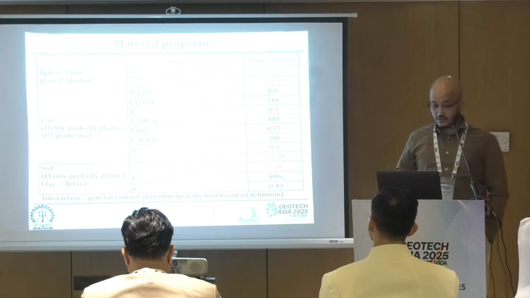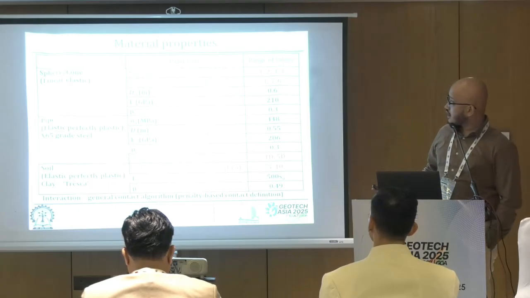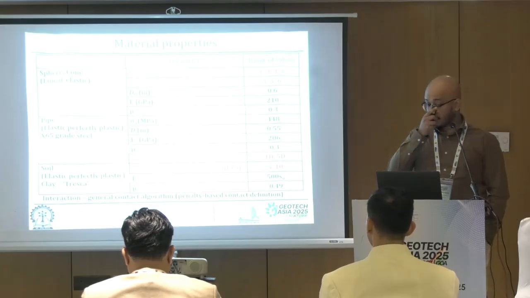Now these are the material properties. I'll not go into detail of each property. Just the red ones are the ones which we varied to understand the effect of each of these parameters on the deformation of the pipelines.